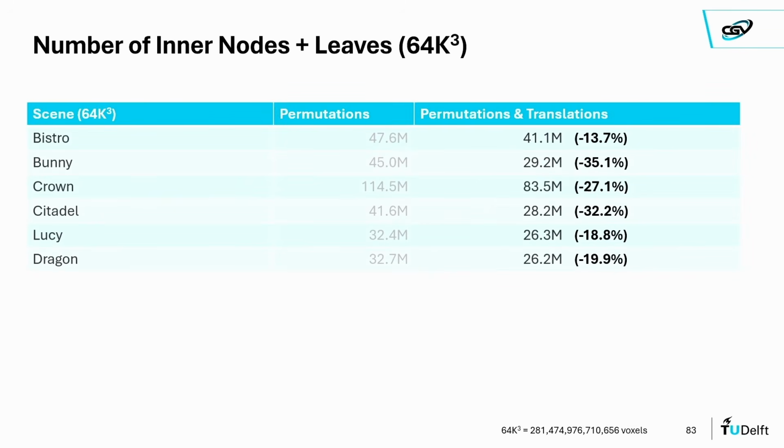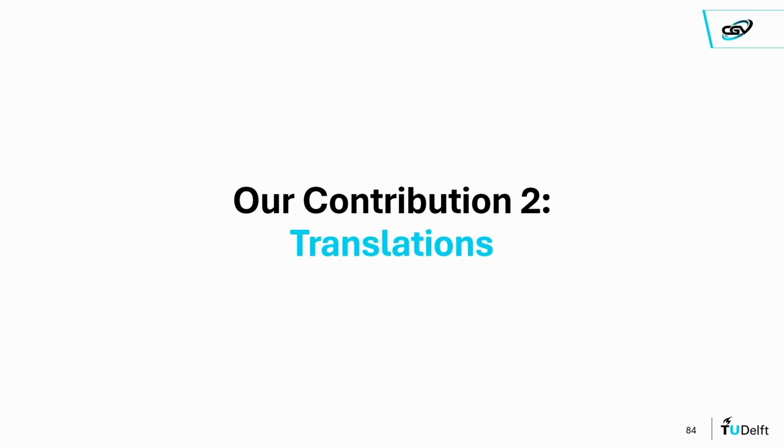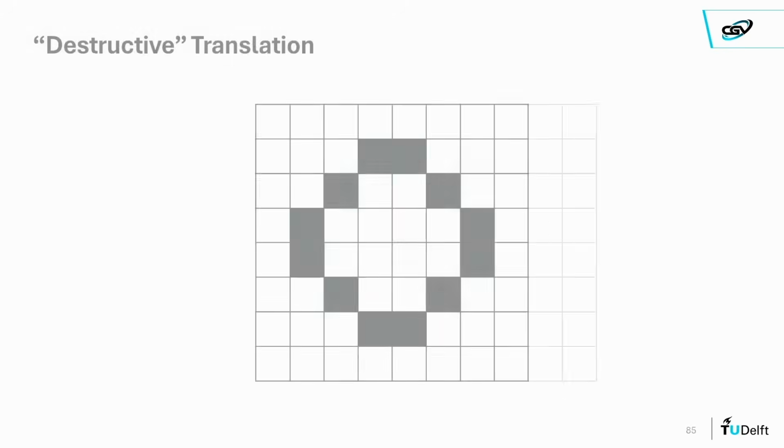Now, if we were able to match these mismatched subtrees, we would get an improvement of about 30% or 35% in some cases. So that's going to be our second contribution, finding these translational mismatches.